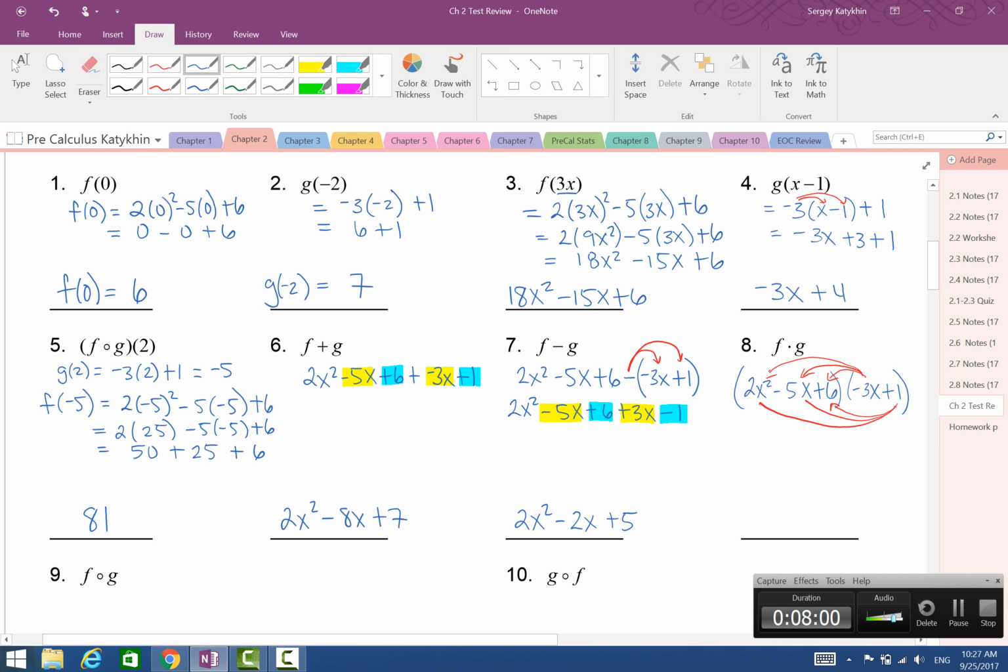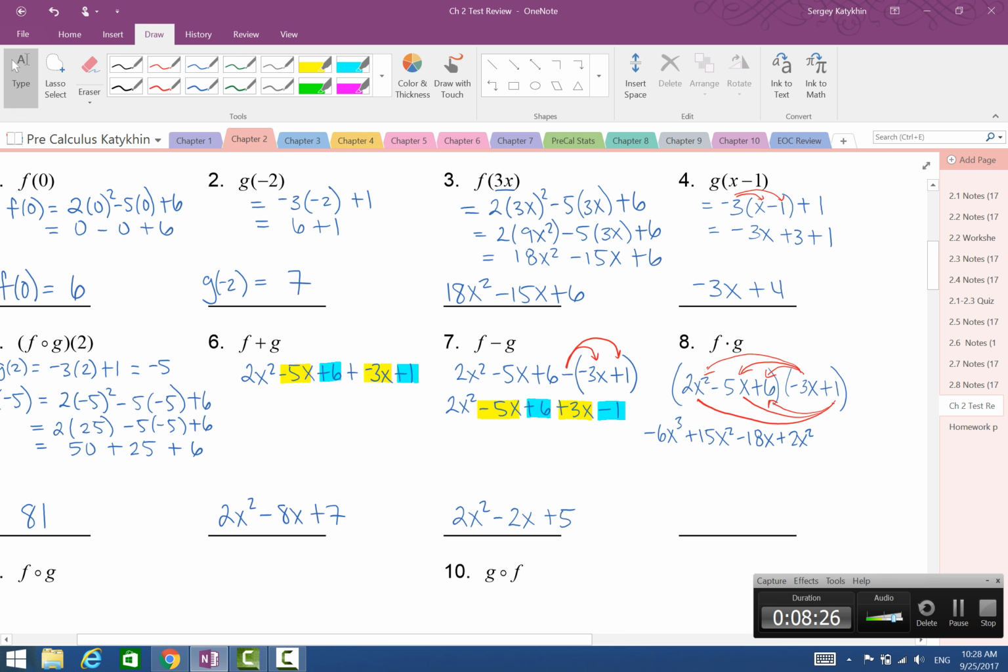Negative 3x times 2x squared will give us a negative 6x cubed. Negative 3x times a negative 5x will give us a positive 15x squared. And a negative 3x times positive 6 will give us negative 18x. So 1 times 2x squared will be positive 2x squared. 1 times negative 5x will be negative 5x. And then 1 times 6 will be positive 6.